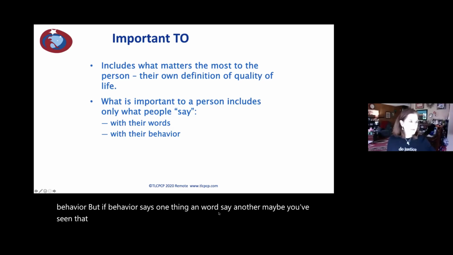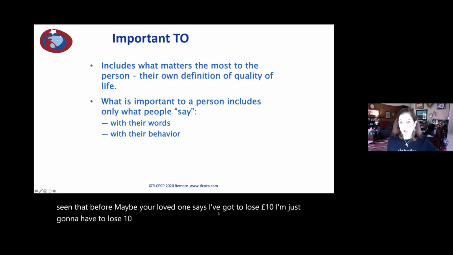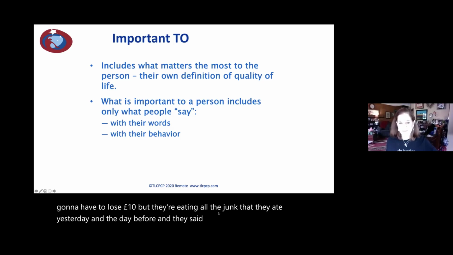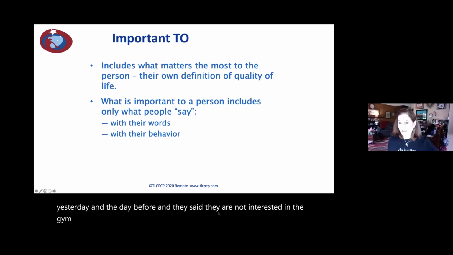Maybe your loved one says, I've got to lose 10 pounds. I'm just going to have to lose 10 pounds. But they're eating all the junk that they ate yesterday and the day before, and they said they're not interested in the gym. They're saying with their words, losing 10 pounds is important to them, but their behavior says something different, right?